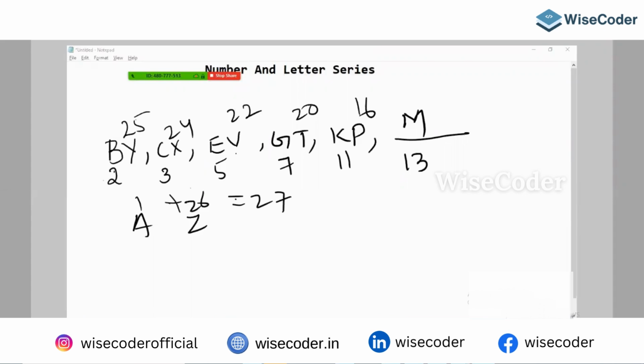Two letters whose sum is 27 are said to be opposite letters. I am repeating one more time: two letters whose sum is 27 are called opposite. So if M is 13, how much do I need to add to get 27? 14. So what is the 14th letter? N. So 13 plus 14 is 27.